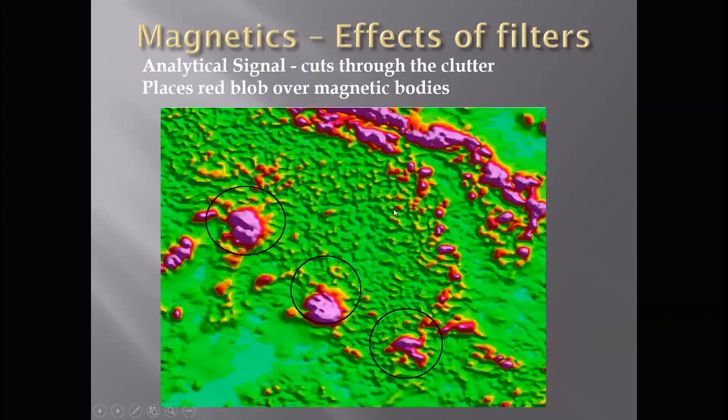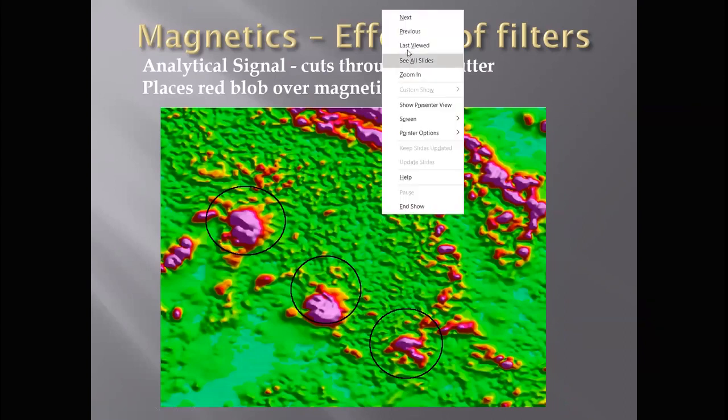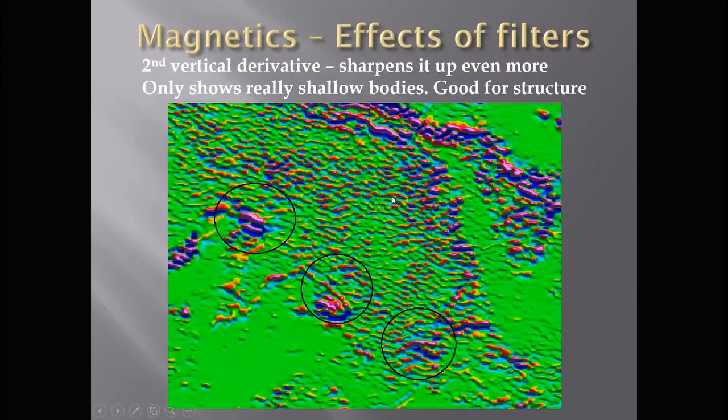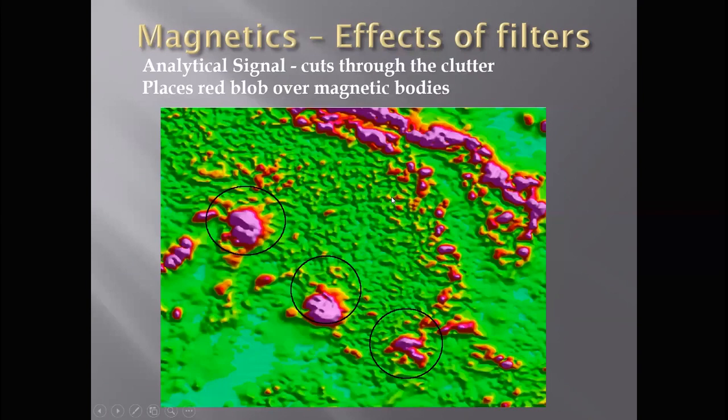And when you look at analytical signal, which everybody has heard of, and we always do when we're looking for kimberlite pipes as well, what it does is it cuts through the clutter. Previously, everything was quite noisy and difficult to keep your eye on any one thing that might be a kimberlite. But when we do analytical signal, it tends to show the most magnetic features on the map. It puts a big red blob over them, which we all love. And also it puts the anomaly directly over the body, just like reduction to the pole. It just works on gradients.